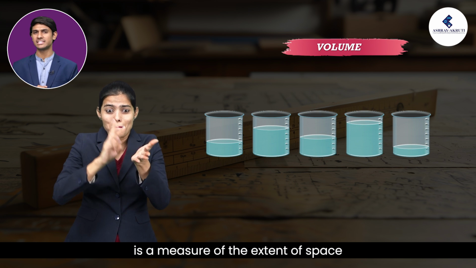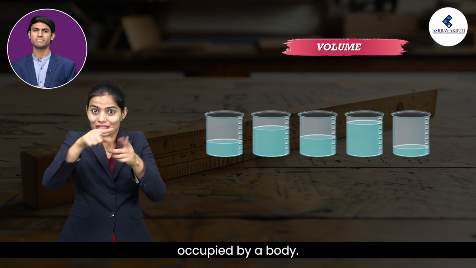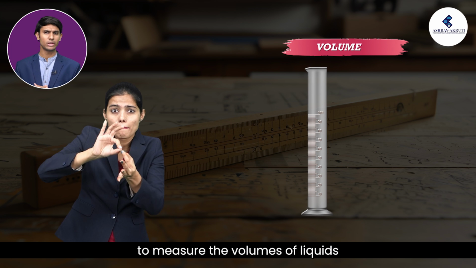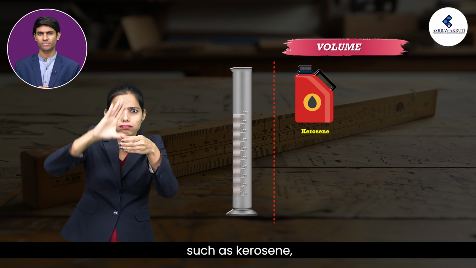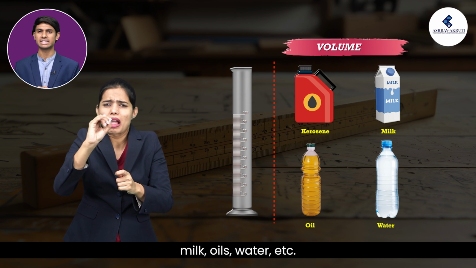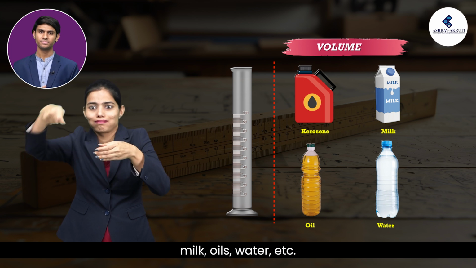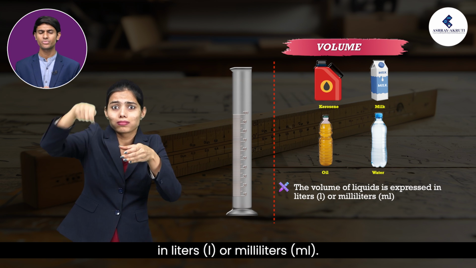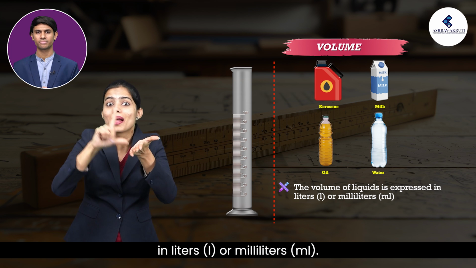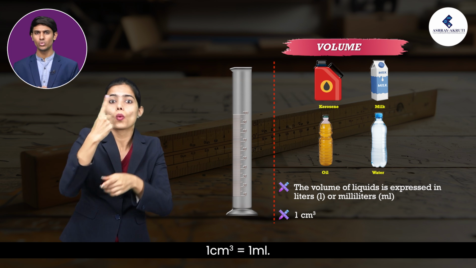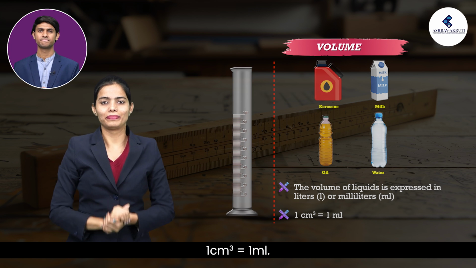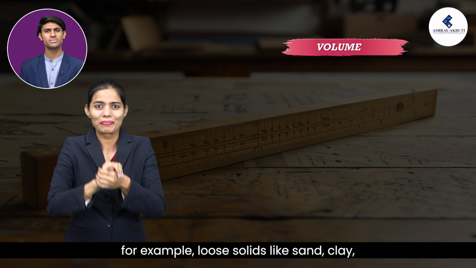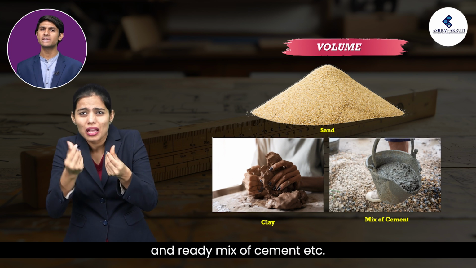Volume is a measure of the extent of space occupied by a body. We use measuring cylinders to measure the volumes of liquids such as kerosene, milk, oils, water, etc. The volume of liquids is expressed in liters or milliliters. 1 cm³ is equal to 1 milliliter. We can also measure the volumes of solids, for example, loose solids like sand, clay, and ready mix of cement, etc.